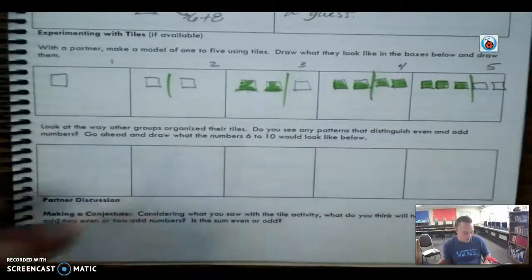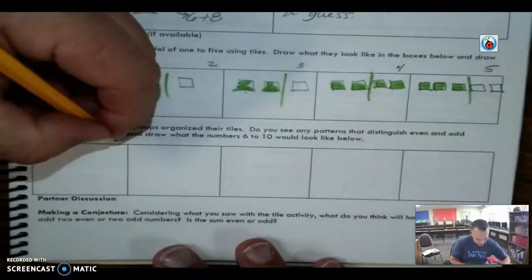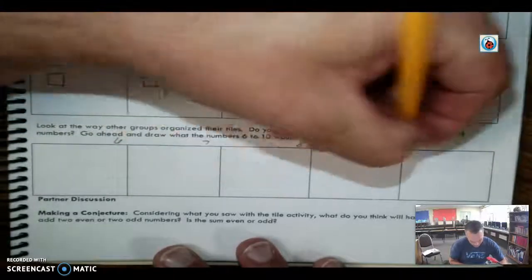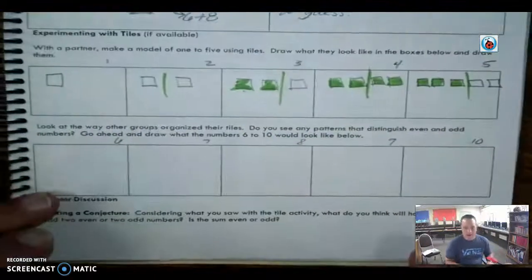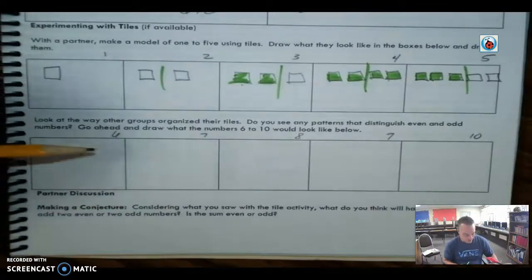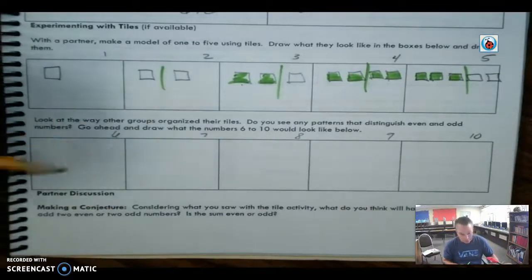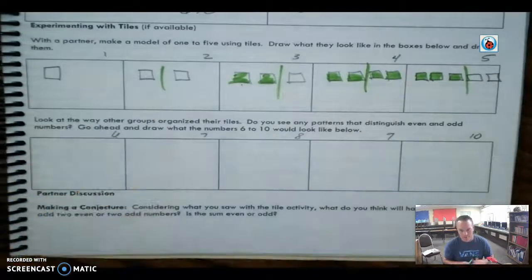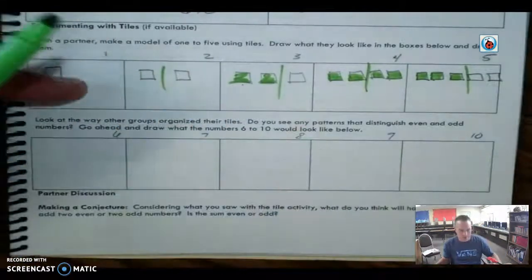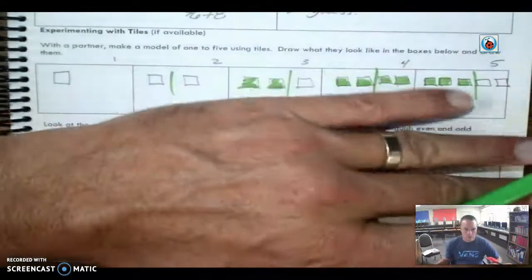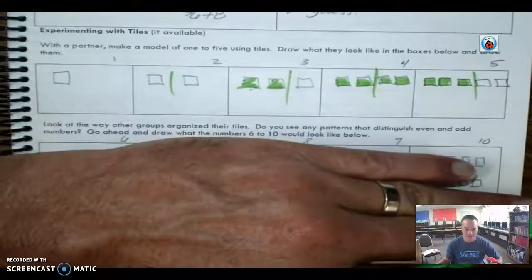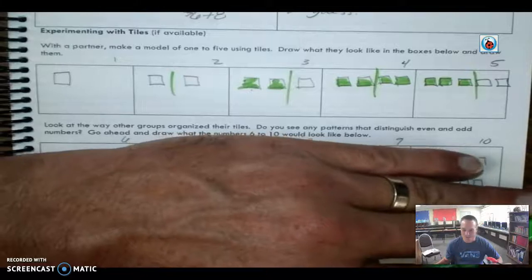So go ahead and draw the tiles for 6 through 10. So down here it's 6, 7, 8, 9, and 10. And draw them in maybe 2 rows. So for 6 it'd be like 3 and 3. For 7 would be 3 and 4. So go ahead and draw out what the tiles would look like. Okay, so if you haven't drawn those 6 through 10, go ahead and do that, and then check your work with mine.